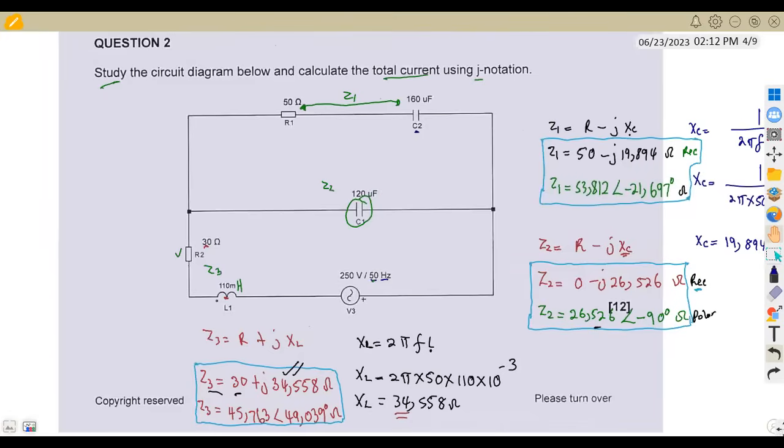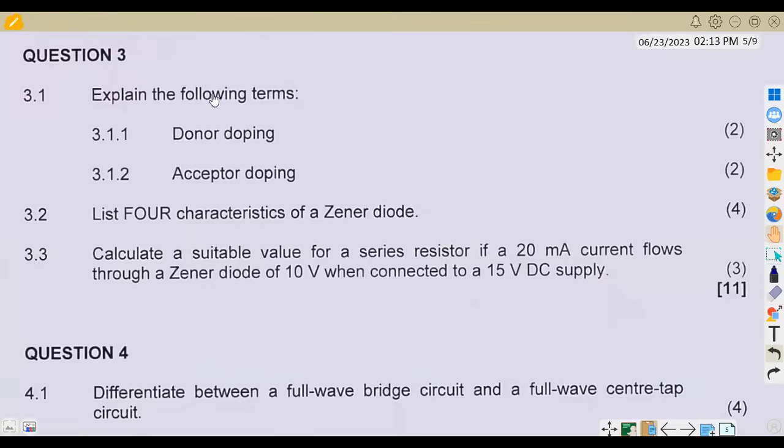Let us check the other part of our question, which was question 3. We were given to explain the following terms, just to explain what you understand by these terms. 3.1.1, that is donor doping. What do we understand by the term donor doping in this case?